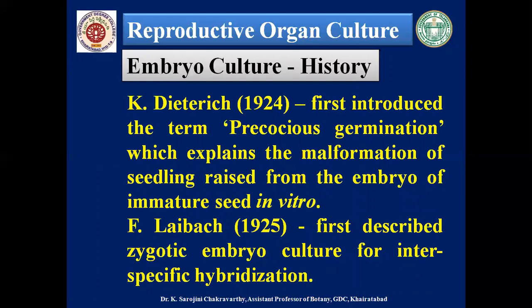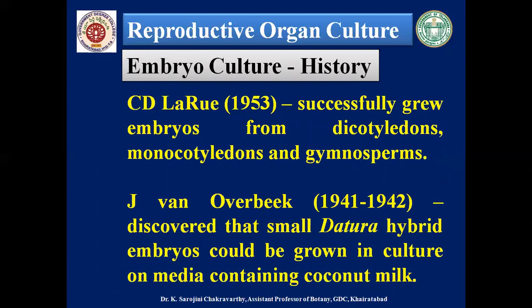In the year 1924, Dieterich for the first time introduced the term precocious germination, which explains the malformation of seedlings raised from the embryos of immature seeds in vitro. Later on, Laibach in the year 1925 first described zygotic embryo culture for interspecific hybridization. This is one of the important applications of the embryo culture technique. Later, in the year 1953, Loo successfully grew embryos from dicotyledons, monocotyledons, and even gymnosperms.